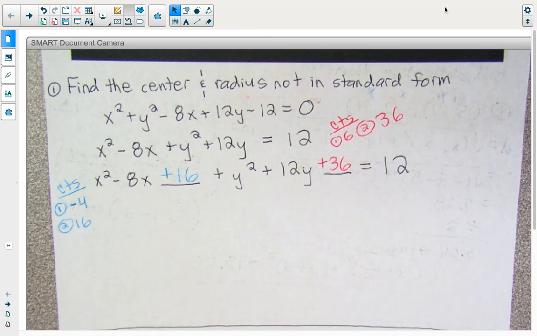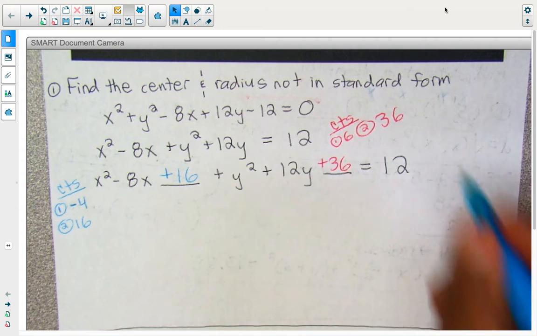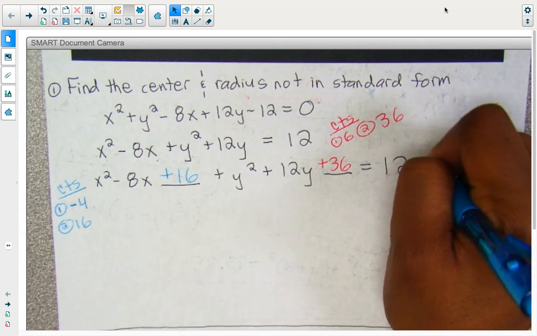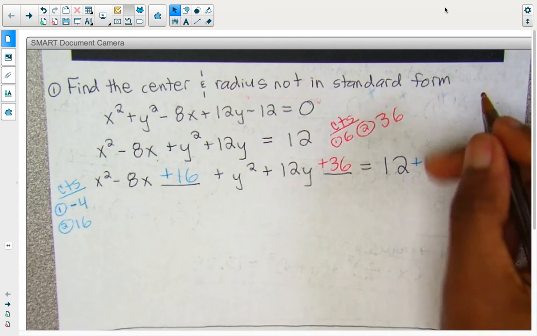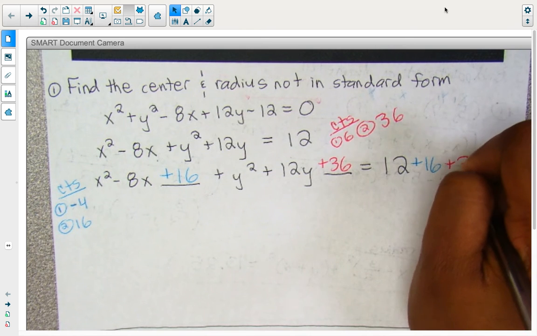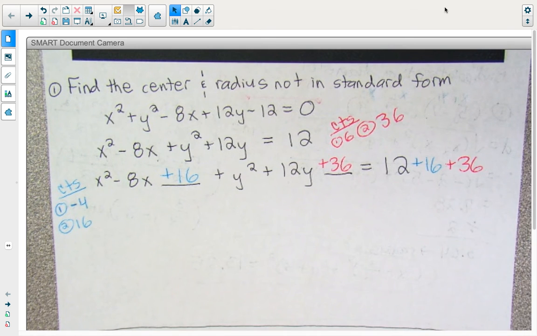Now, you have to keep the equation balanced whenever you're completing the square. So since I added 16 on the left side, I need to add 16 on the right side. Since I added 36 on the left side, I need to add 36 on the right side. Now, this is the completing the square part. Take half the middle number and square that number. And make sure you keep your equation balanced, so we had to add it to both sides of our equation.